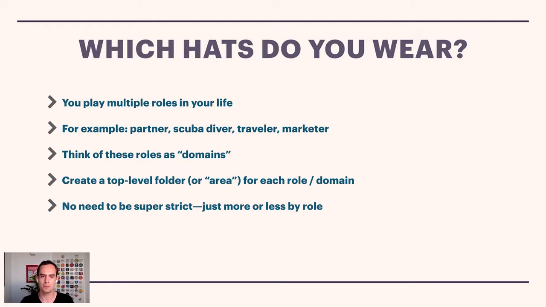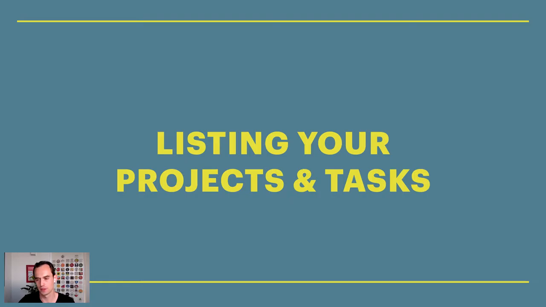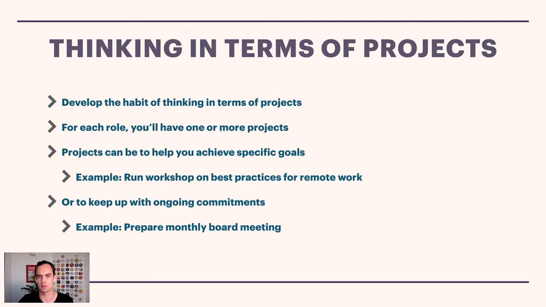So start by organizing in terms of these domains, roles, hats, whatever you want to call it. So that's my first to-do for you today. I'm going to give you 3 to-dos specifically about organizing your task manager. The first one is create an area or a folder for each of your roles or domains. After you do that, you want to go list your projects and your tasks. So let's get a little bit more specific on that.